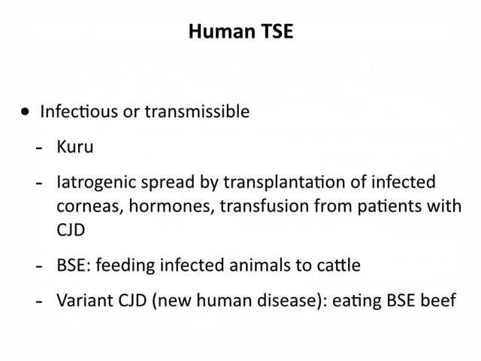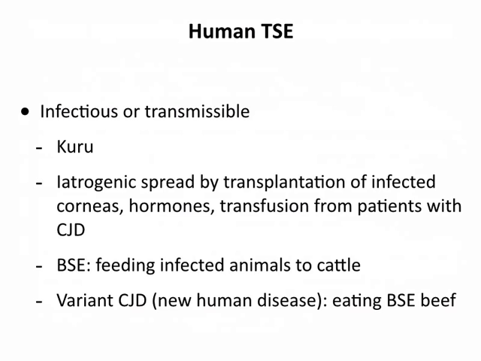So you can acquire it also by eating infected cattle. BSE is a disease of cattle that arose when people started feeding ground-up sheep to cattle. The sheep had scrapie, and they were just thrown in a mixer and ground up and fed to the cows, and the cows get BSE, and then humans who ate the cows got it in turn. And this is called variant Creutzfeldt-Jakob. Brand new disease, very different from regular Creutzfeldt-Jakob, and you get it from eating BSE beef. We'll come back to that in a moment.